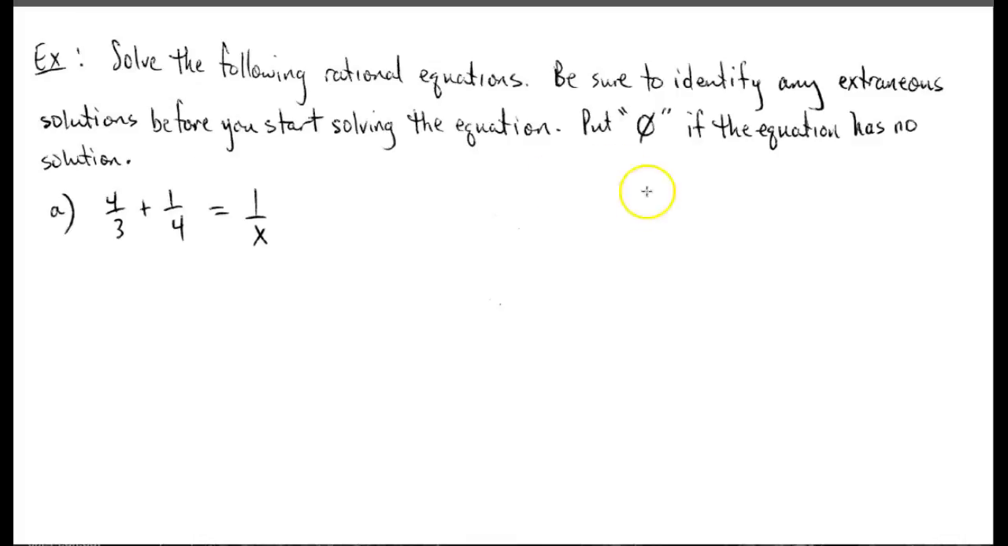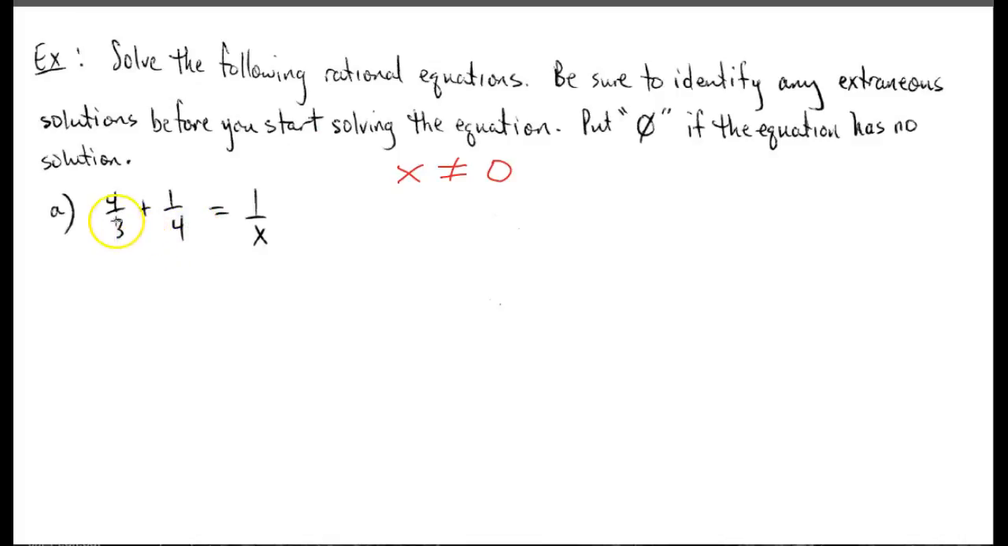All right, so let's go on to the first example. For this first example, we notice that we have an x in the denominator for the rational expression on the right, okay? So before we even get started, we know that x will not be able to equal 0. So if this process yields us x is equal to 0, then we know we have to throw that out as one of the possible solutions, okay?